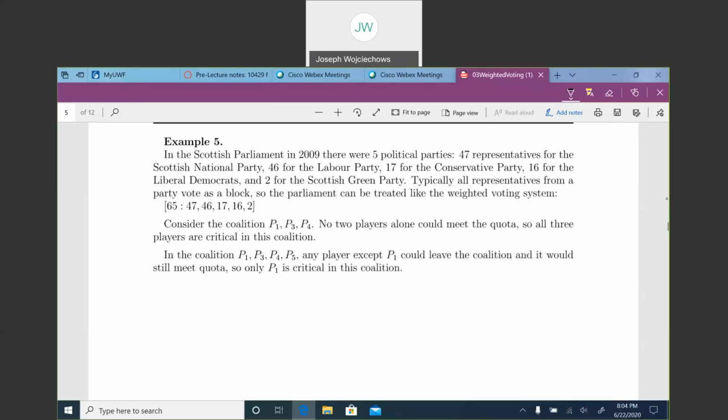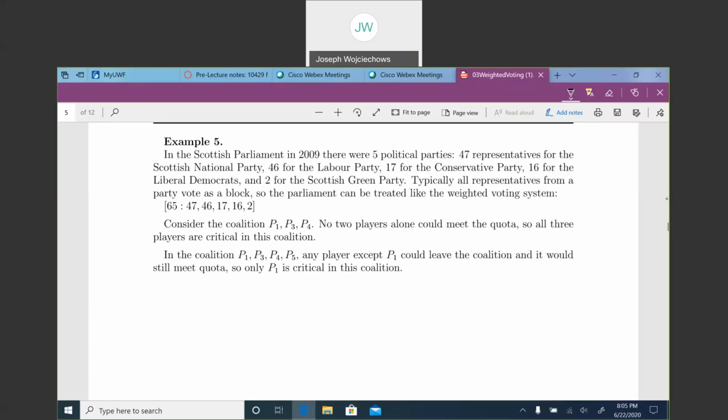So let's look at this. In Scottish Parliament in 2009, there were 5 political parties: 47 representatives for the Scottish National Party, 46 for the Labour Party, 17 for the Conservative Party, 16 for the Liberal Democrats, and 2 for the Scottish Green Party. Typically, all representatives from a party vote as blocks, so the parliament can be treated like a weighted voting system. And we have a quota of 65, then we have the numbers representing the different weights for the different parties.